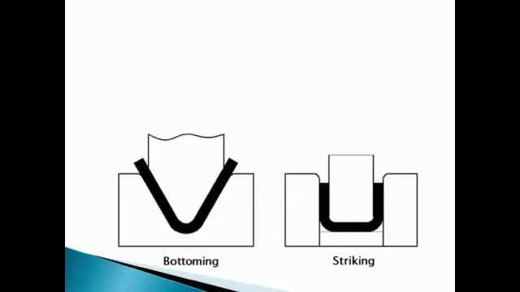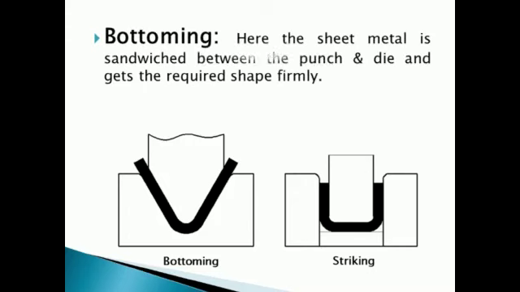And last, bottoming. Here you can see in the figure the sheet is sandwiched between the punch and die and finally gets the required shape.